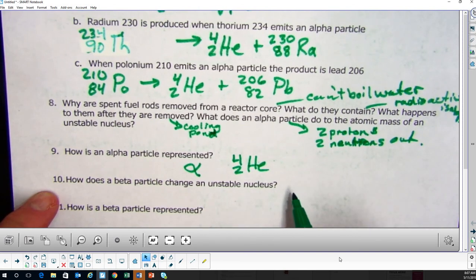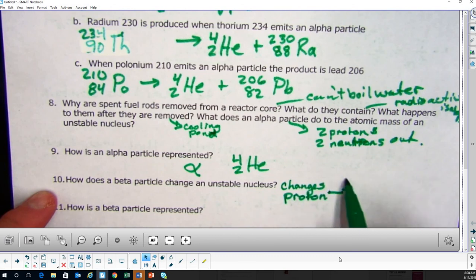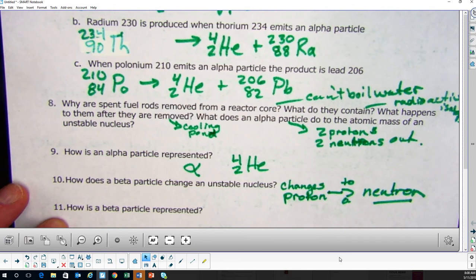Okay, how does a beta particle change an unstable nucleus? We just talked about that. Who can tell me what it does? We just barely talked about it, guys, less than a minute ago. Okay, it changes a neutron to a proton. How is a beta particle represented? You should be able to do that. It's either that or 0, -1 e, right?